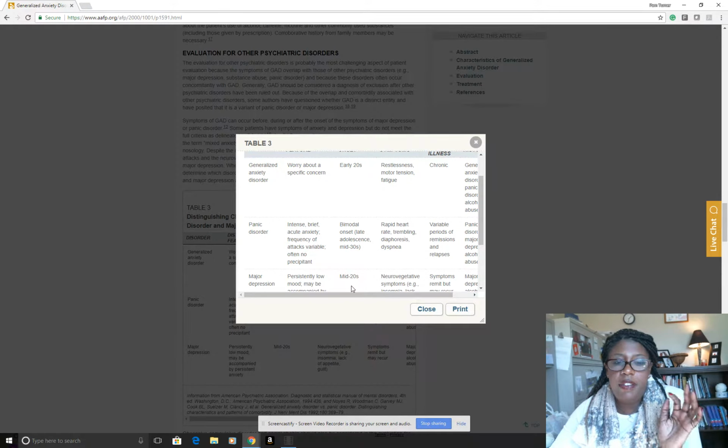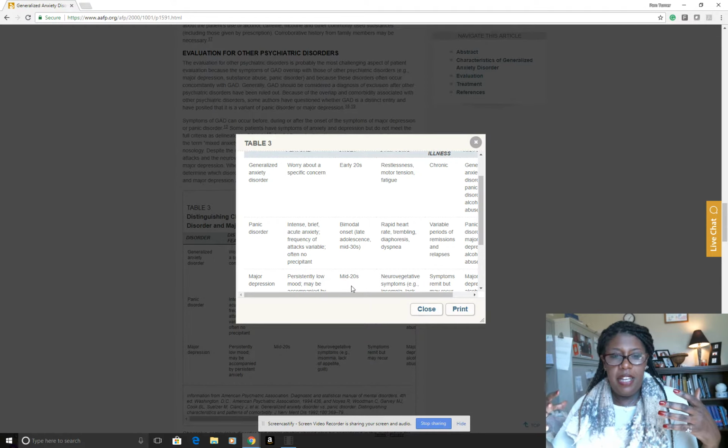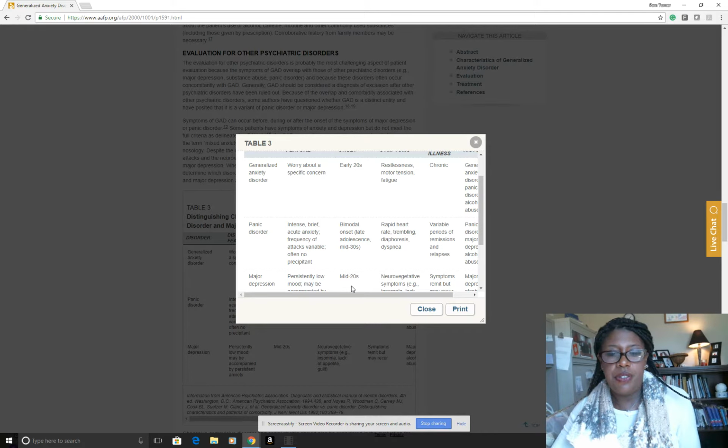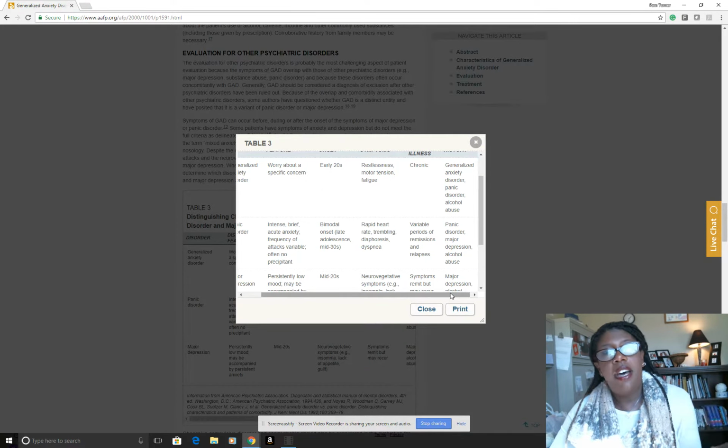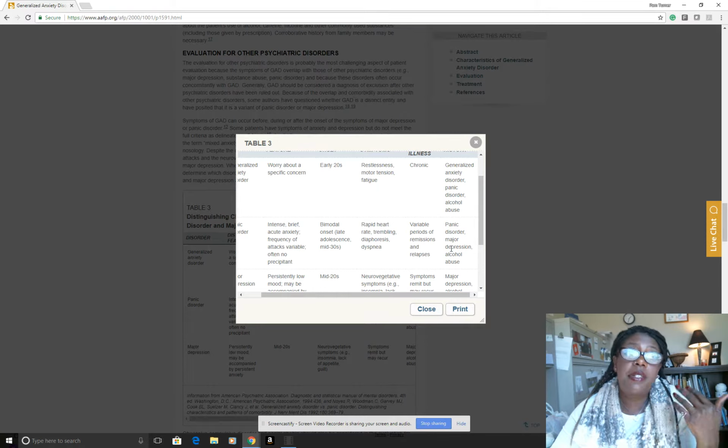So then a panic disorder, that's very different. A panic disorder is intense, it's brief, and it feels like you're having a heart attack. That's why many people end up in the emergency room. It usually doesn't happen until your mid-30s. You've got a rapid heartbeat, and you feel like it's jumping out of your chest. There are periods of remission and relapses. Again, we're going to look for a family history of panic disorder or depression, or maybe substance abuse.